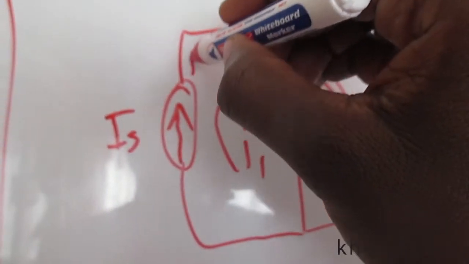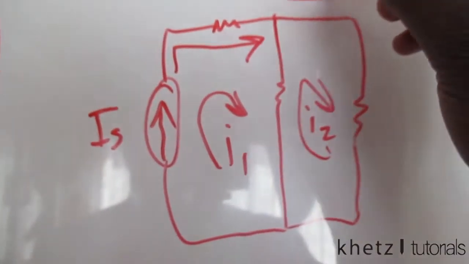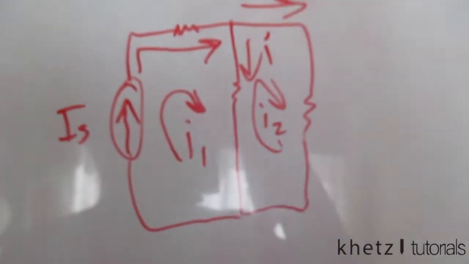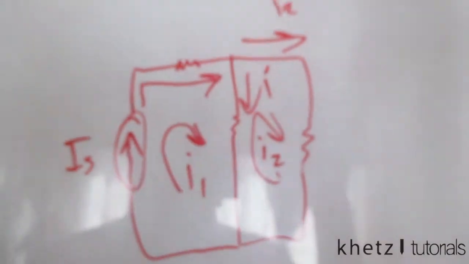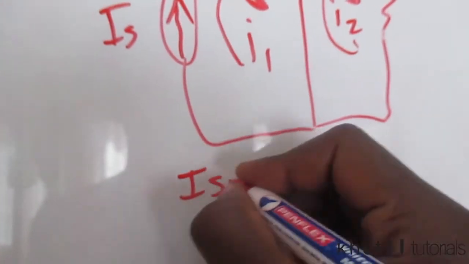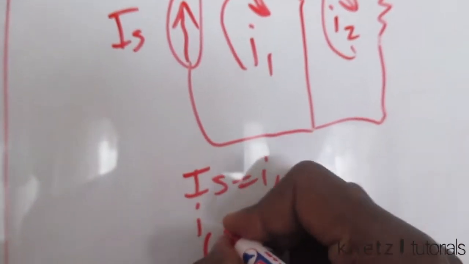So this current goes all the way like that. And then it splits into something, another thing there. It splits into I2 and let's say I. So before it splits, you can see that it's actually equal to this mesh current. So you can say IS is equal to I1, or I1 is equal to IS.